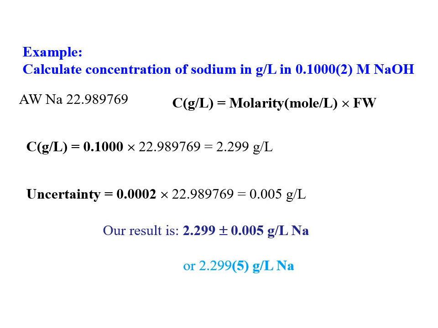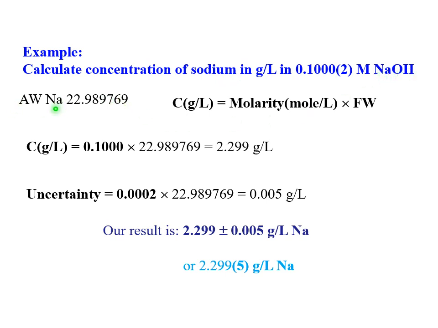Alternatively, you can calculate concentration in grams per liter if you know molarity. So I have the molarity of my sodium hydroxide solution, 0.1000 with 2 as the uncertainty in the last digit. And I want to know the concentration of sodium ions. So I don't care about hydroxide.